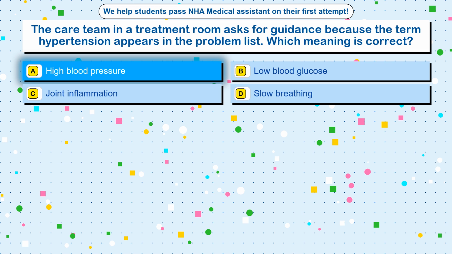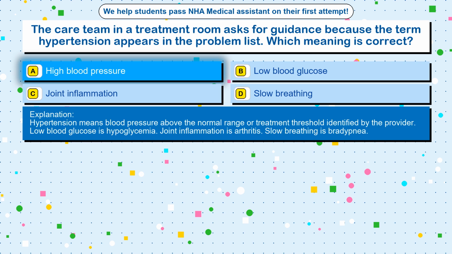High blood pressure. Hypertension means blood pressure above the normal range or treatment threshold identified by the provider. Low blood glucose is hypoglycemia. Joint inflammation is arthritis. Slow breathing is bradypnea.